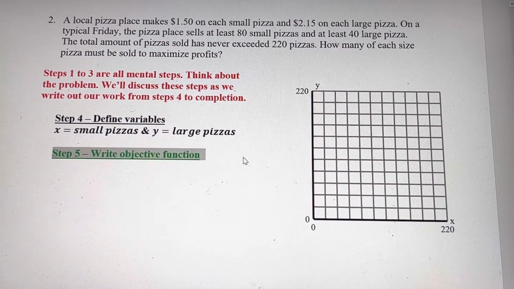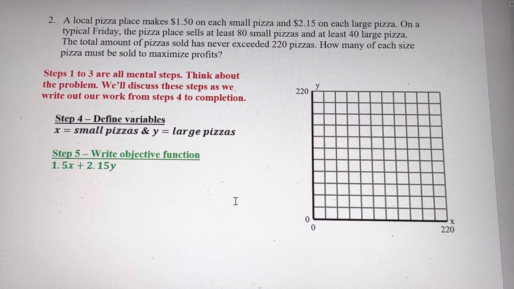Step 5 is write the objective function. We're wanting to maximize profits. They earn $1.50 on each small, so that would be 1.5x. They earn $2.15 on each large, so this would be 2.15y. And we want to add those together. Again, remember, this is not an equation. This is not an inequality. This is just an algebraic expression.